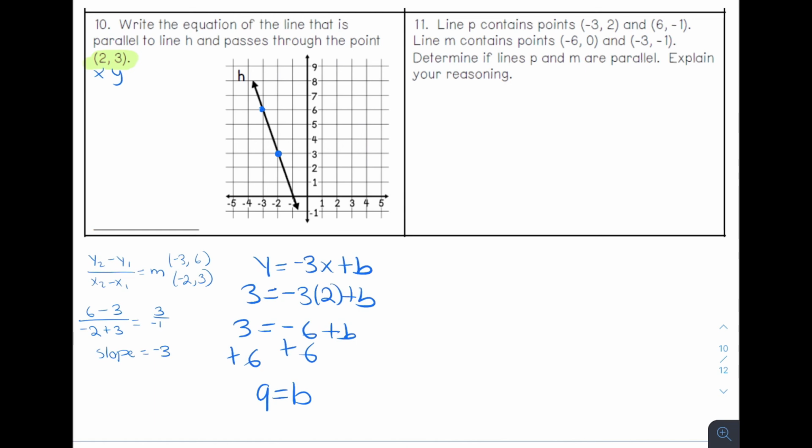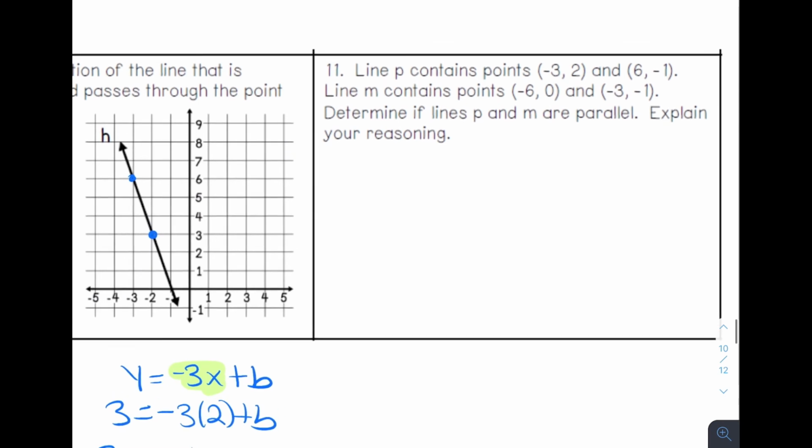So now that I have a slope and a y-intercept, I can complete my equation, which will be y equals -3x plus 9. Okay, so simple. Just remember, if they don't give you a y-intercept, use the points, plug them into the formula, and find your y-intercept, and the slope stays the same.